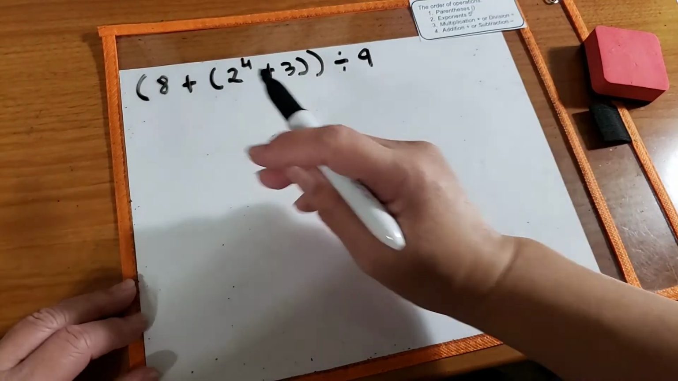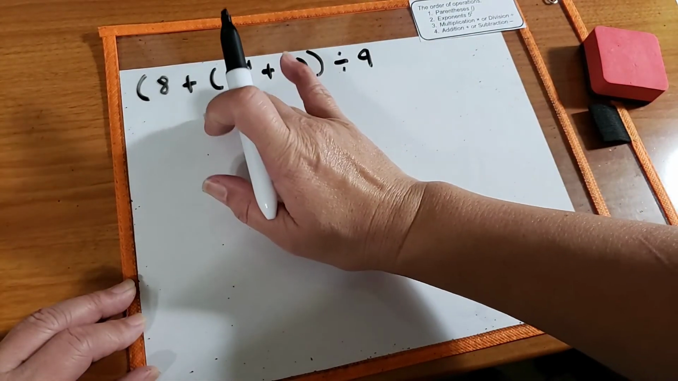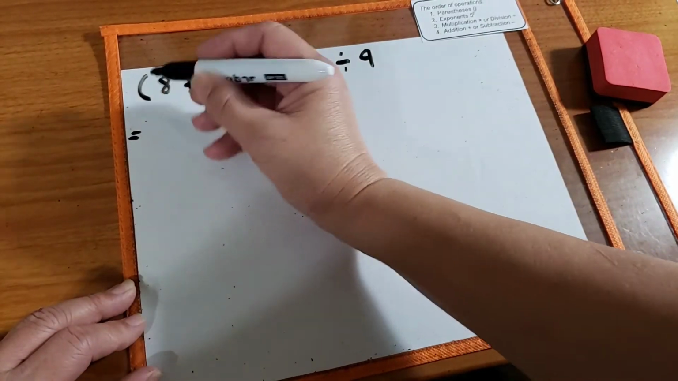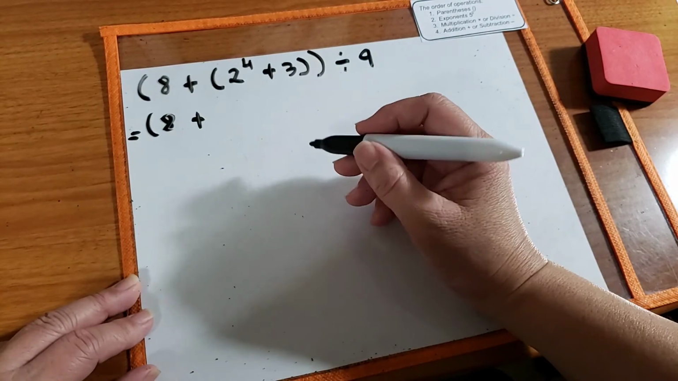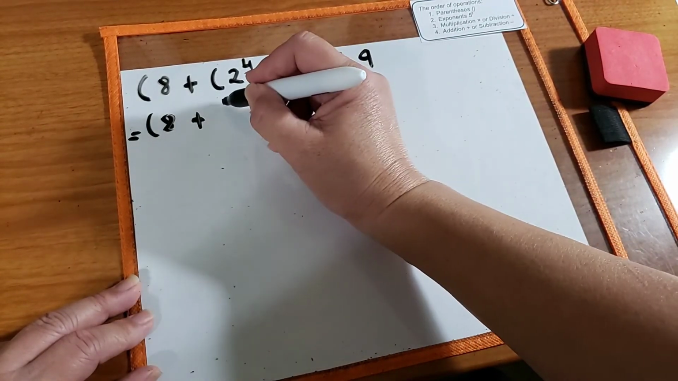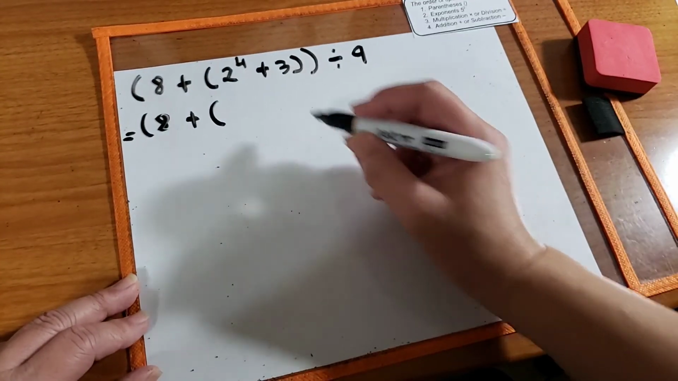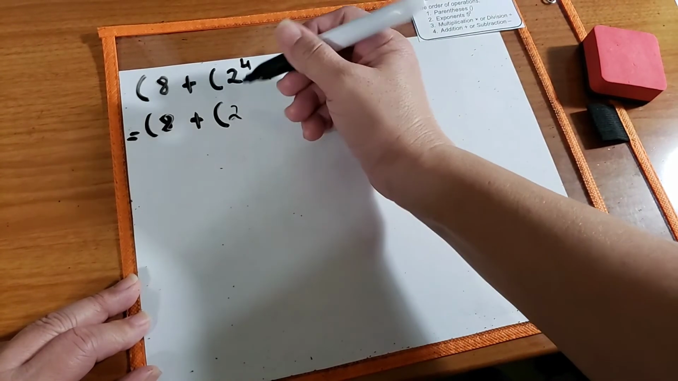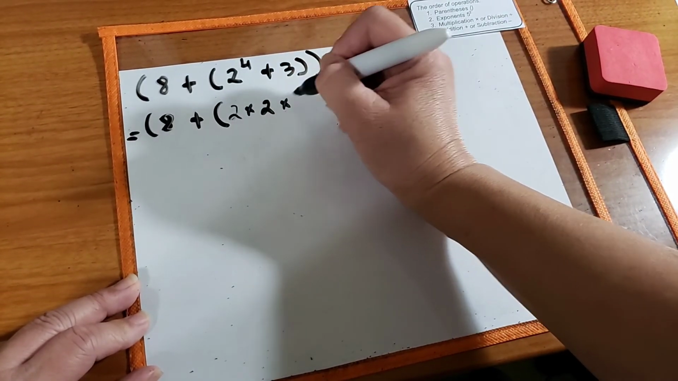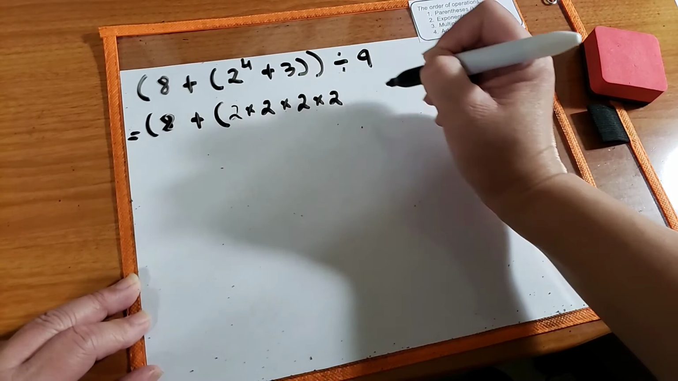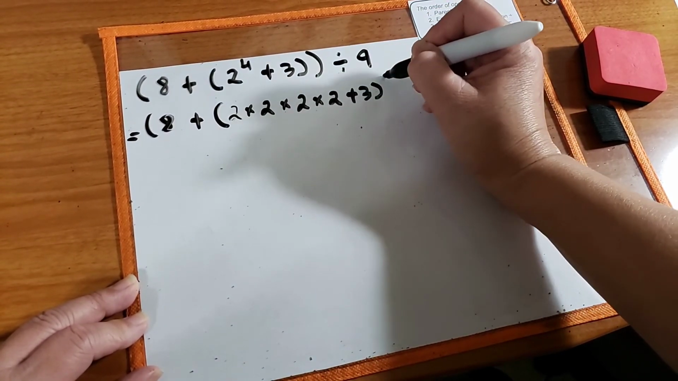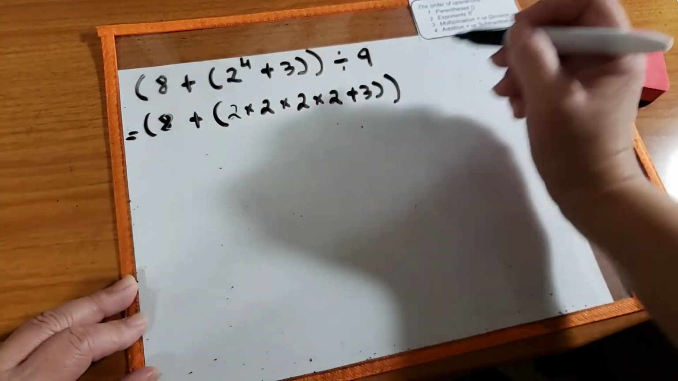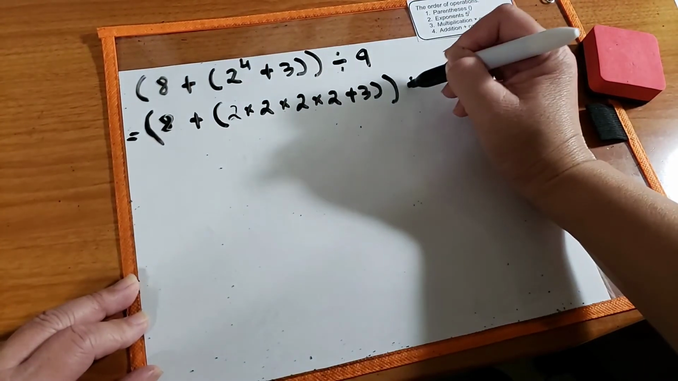So now I'm going to have to expand the exponent inside. So I'm going to have 8 here, plus, all right, I'm going to do it one step at a time. That means I'm going to multiply 2 four times: 1 time, 2 times, 3 times, and 4 times. And I'm going to plus 3, a big parenthesis here, just like this one here, and divided by 9.